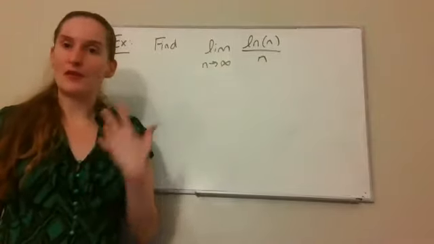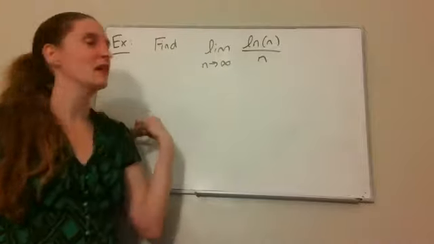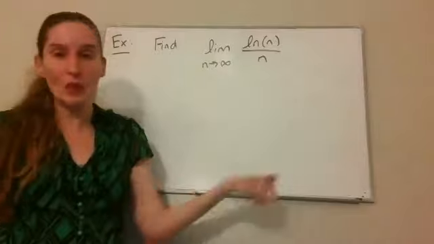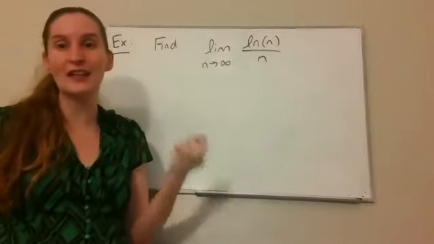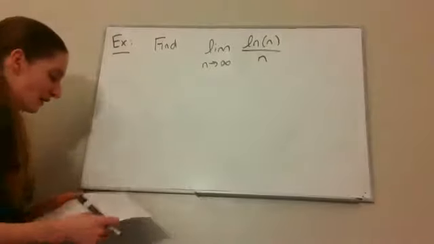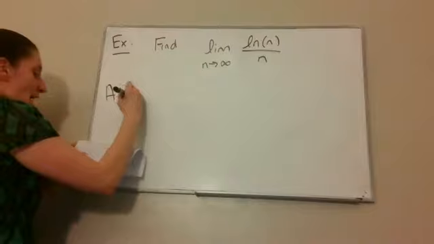The problem though is L'Hopital's rule requires that I have differentiable functions. And right now I don't have differentiable functions. I have just discrete points because my n's are only integers. It's not all real numbers. So that means let's look at the related function and do a limit of that.